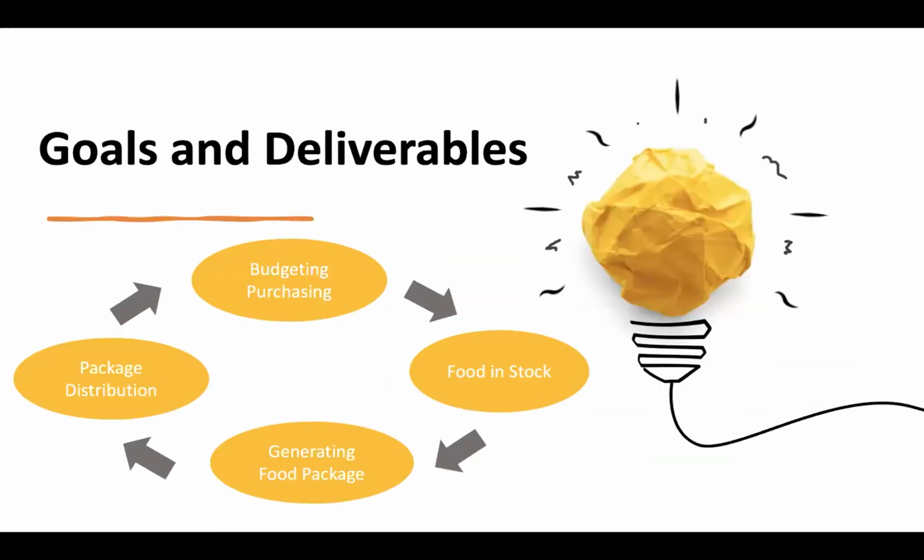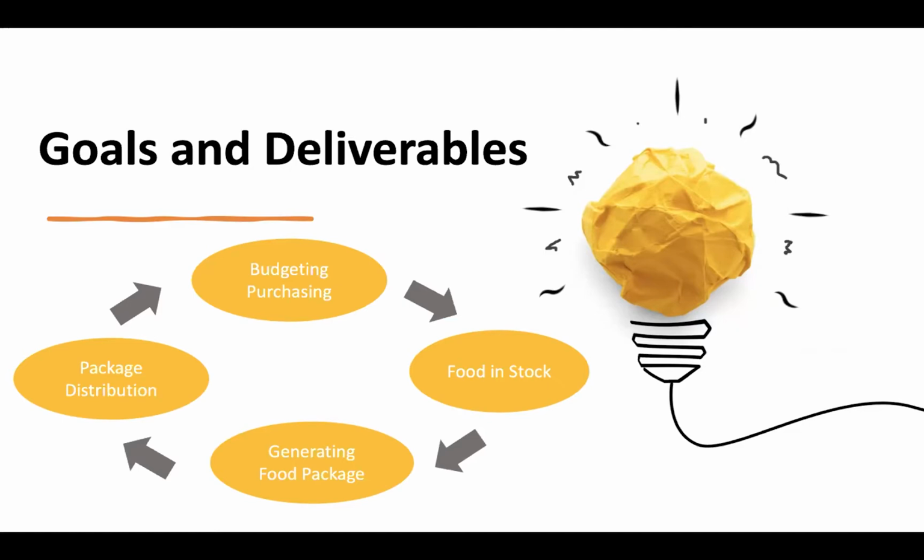So let's start off with our goals and deliverables. Our four main segments of focus for this project are budgeting and purchasing, food in stock, generating food packages, and package distribution. Budgeting and purchasing is a segment where we research and focus on the cost of food and finding the most efficient ways to reach our goals.